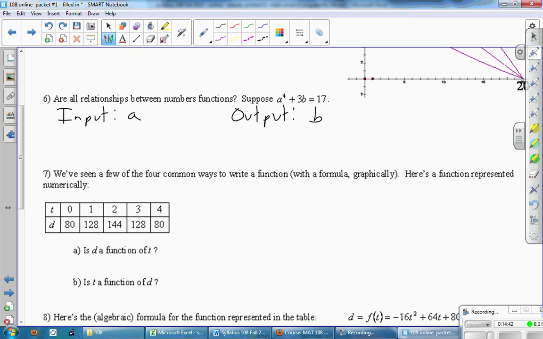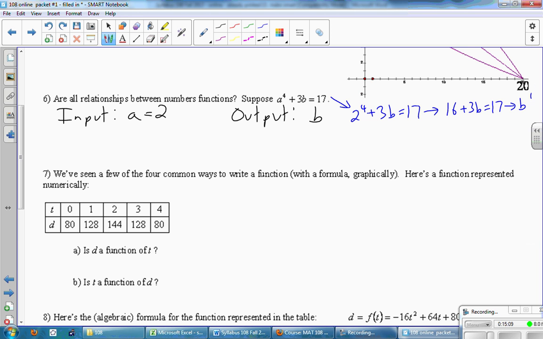It's kind of an arbitrary choice, and we'll make the other choice momentarily. But I'm just going to pick a number. Suppose that I say, what if a is equal to 2? If you plug a equals 2 into the equation, 2 to the 4th plus 3b is 17. 2 to the fourth is 16, plus 3b is 17. Do a little bit of algebra and get b is equal to 1/3. So if you input a equals 2, the output is b equals 1/3.